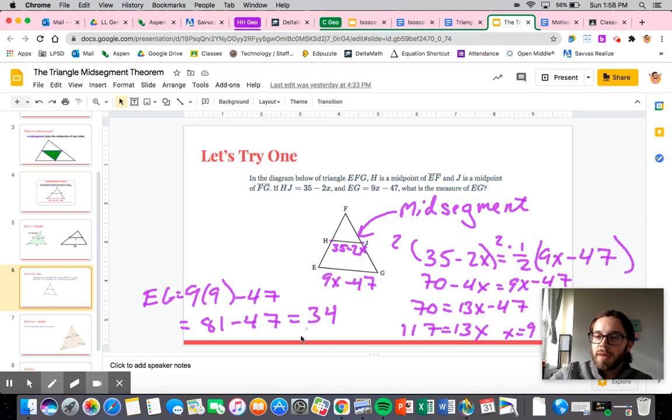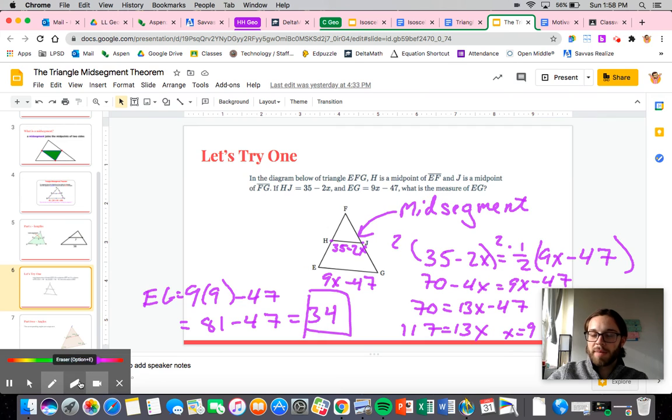Again, you can use your calculator if you want to confirm that you're right. I just double checked myself to make sure I didn't say the wrong thing and have to do the video over. But ultimately, this side is now 34. So that is what we are doing in terms of the mid-segment involving sides.